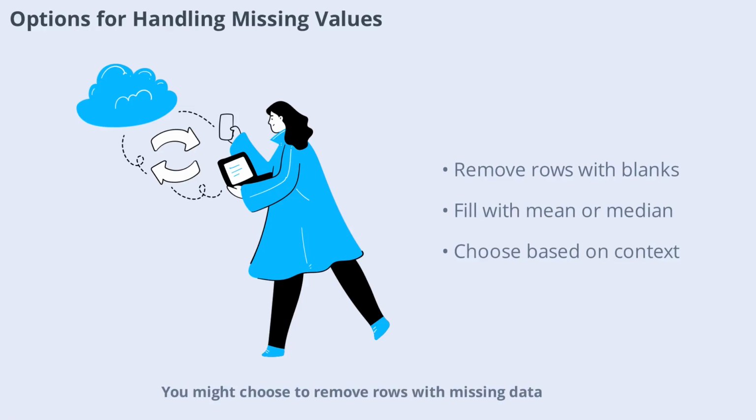You might choose to remove rows with missing data, especially if there aren't many. Alternatively, you can fill in the blanks using the mean or median of the column, which helps keep your dataset complete. The method you choose depends on how much data is missing and how important accuracy is for your analysis.